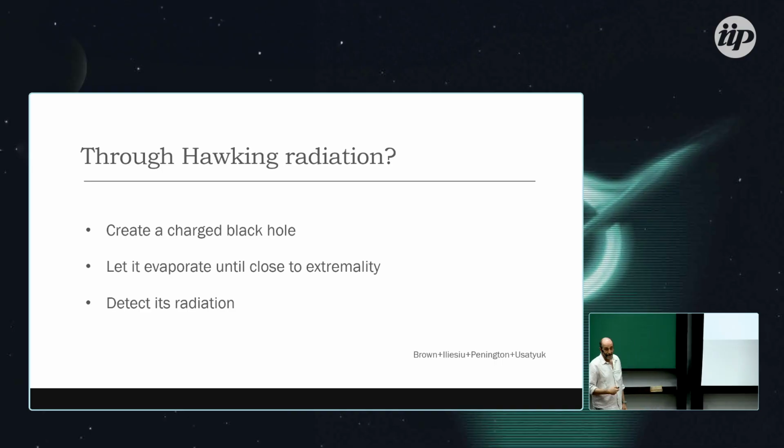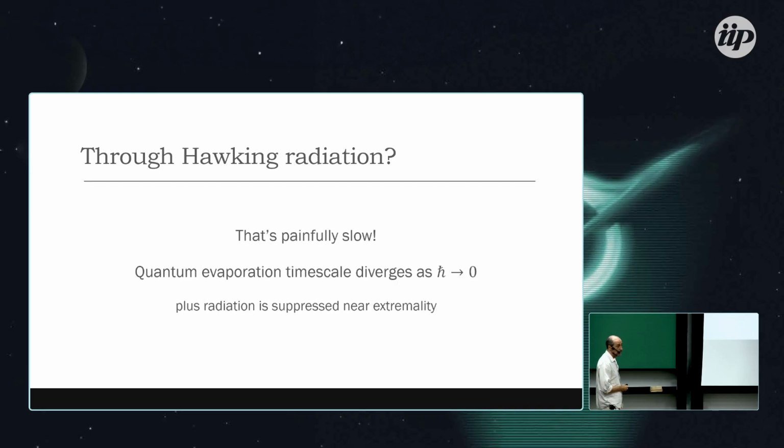But then, my joke to them about the evaporation time and the reading time of the article was motivated because the time to do this is really painfully slow. It's way, way larger than the age of the universe to some power. And that's essentially because this is a process of Hawking evaporation. For a large black hole, that's something that's slow. It's a process that, when quantum effects are small, when h bar goes to zero, these are quantities that diverge. And this is further compounded by the fact that, close enough to extremality, as we saw, the radiation is even further suppressed.